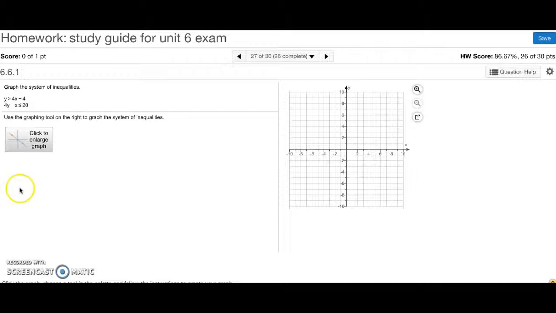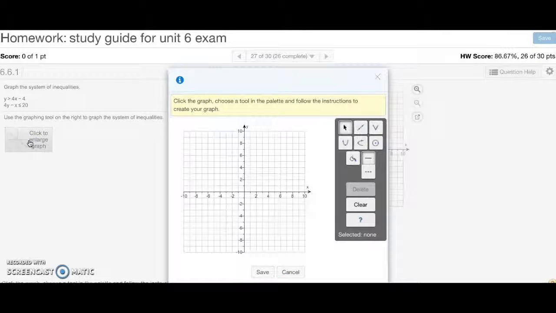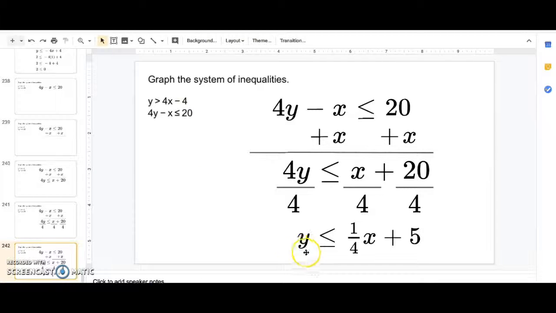So now I'm going to graph it. So my first inequality is y is greater than 4x minus 4. So I start at negative 4 for my y-intercept. I go up 1, 2, 3, 4 to the right 1. There is no line under the inequality, so it would be a dashed line. Okay, so now my second one we said was solved for y is less than or equal to 1 over 4x plus 5.